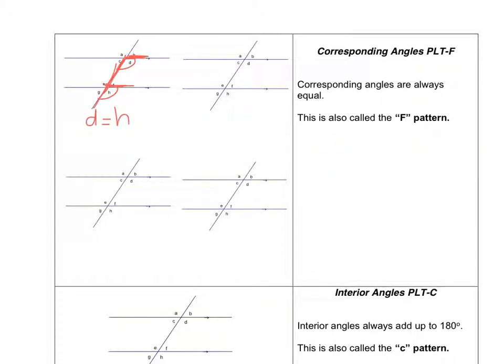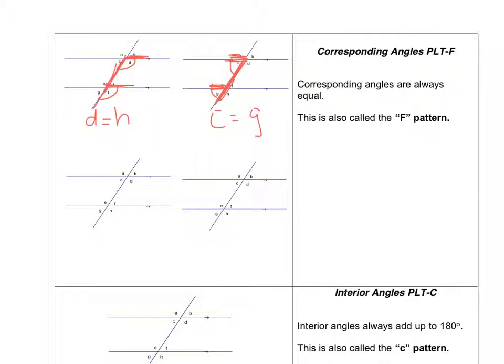Another F pattern I can form is with the same transversal. It goes past the bottom parallel line. It should not go past the top one. And I'm just going to draw a backwards F. So I just go down each parallel line. So I have two arms of my F, and I trap angle C, and I've trapped angle G. So that means those two angles are equal to each other.